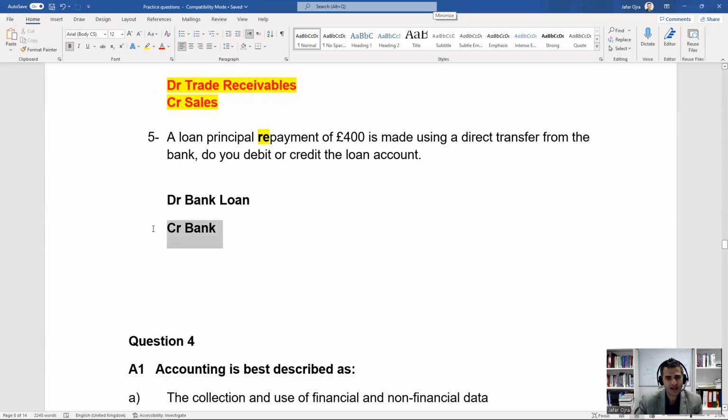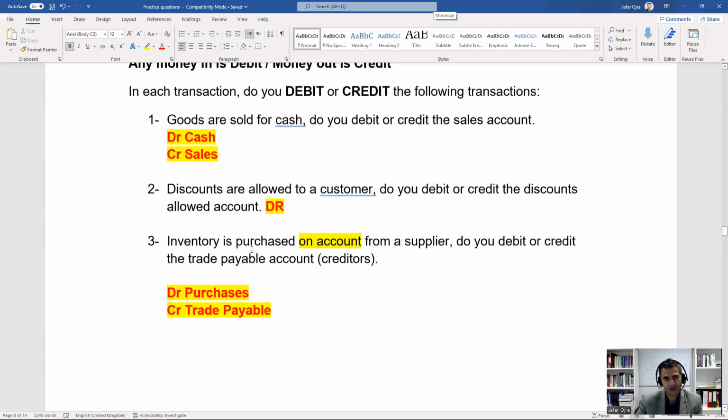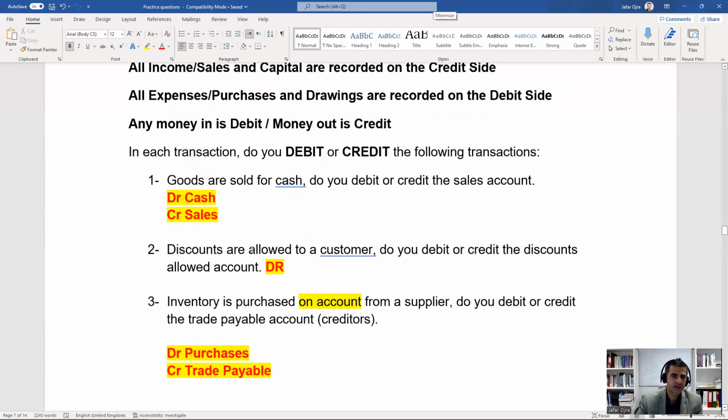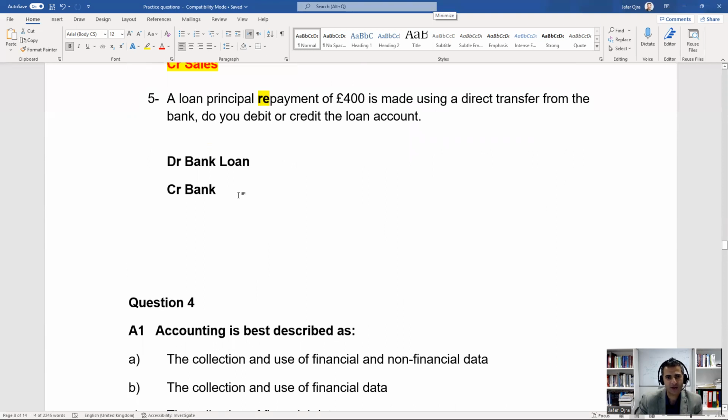And a credit is money out. If you go back to rule number 5, it tells you any money out is on the credit side. So that's why we put the bank as money out on the credit side. And the bank loan is on the debit side. Why do we put it on the debit side? Because it's decreased. The bank loan decreased on the debit. Liabilities decrease on the debit side. And that's why we put bank loan on the debit side, because we repaid £400. So this is a bit of a tricky one.